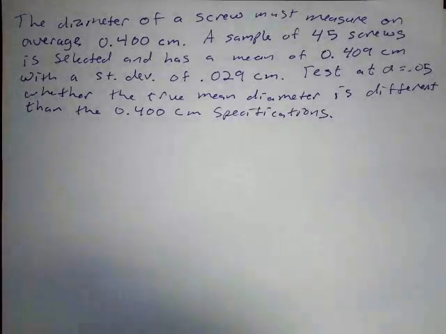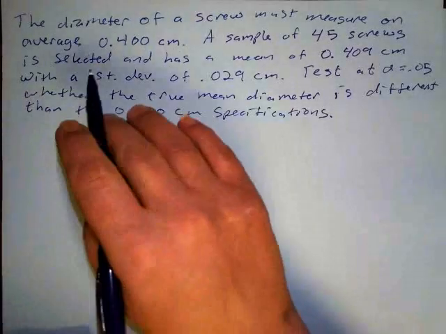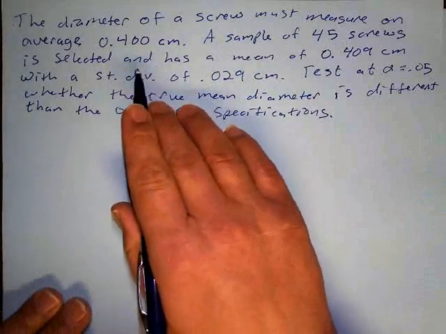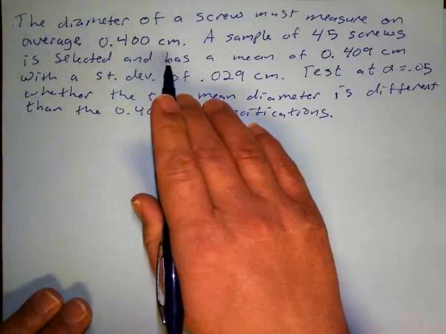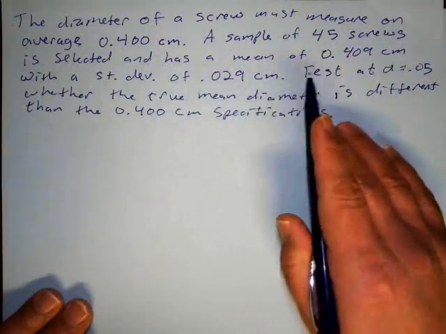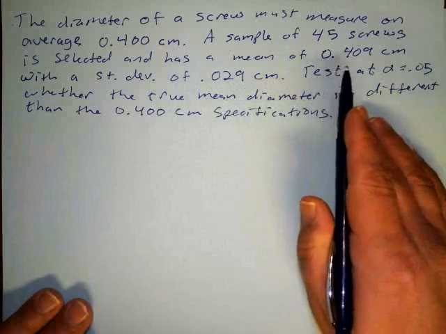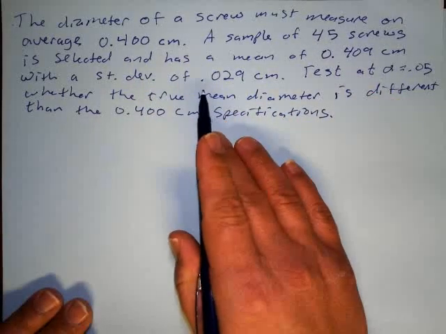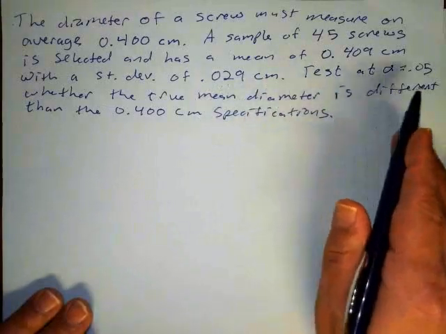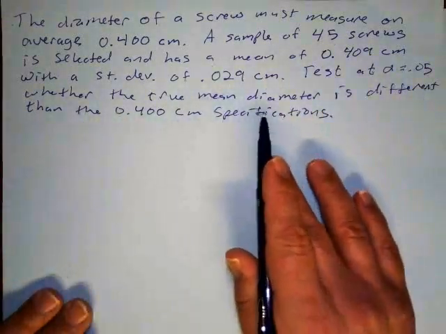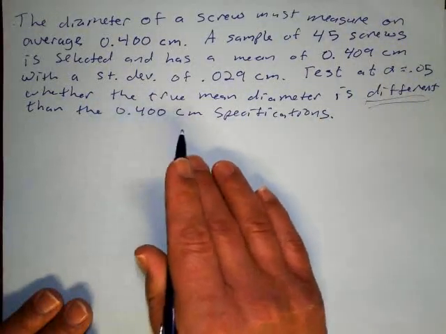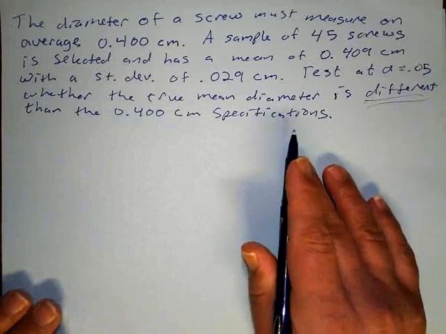Okay, so let's see how you did here. This says the diameter of a screw must measure on average 0.400 centimeters. A sample of 45 screws is selected and has a mean of 0.409 centimeters with a standard deviation of 0.029 centimeters. And then we want to test at alpha equals 0.05 whether the true mean diameter is different than the 0.400 centimeter specifications.